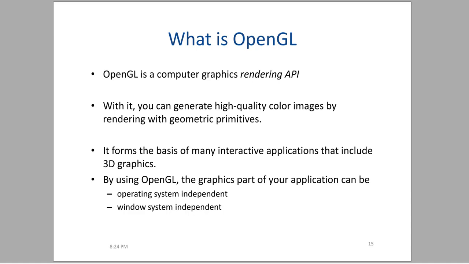Now, what is OpenGL? It is a computer graphics rendering API, and we already know what rendering is. Does anyone remember what rendering is? Rendering means to display on the screen, to display a model on the screen. So first we create a model, it can be a rectangle, a circle, some lines. We will draw those in memory, and then we will render them on the screen.